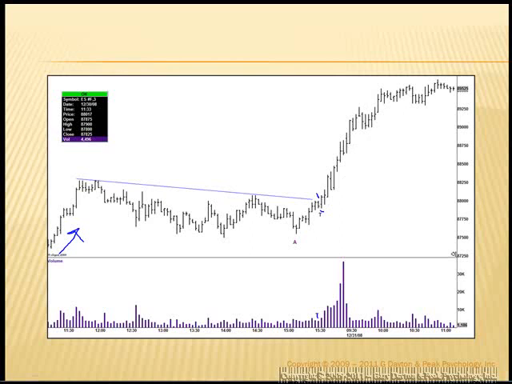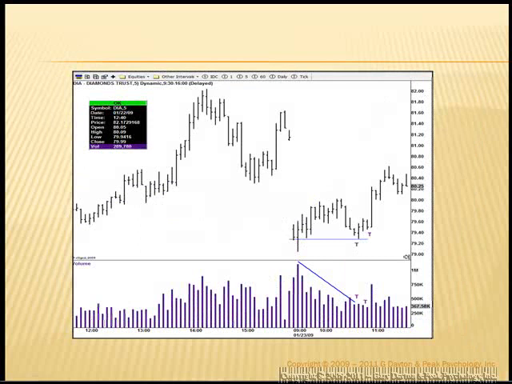Trevor says it looks like it can be a 2-bar reversal as well. Well, we wouldn't see high volume.